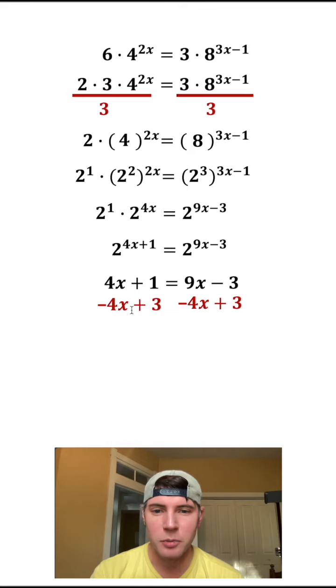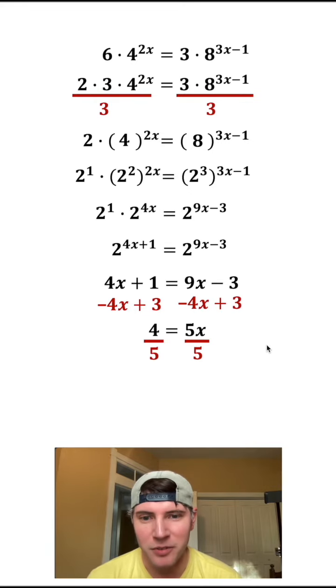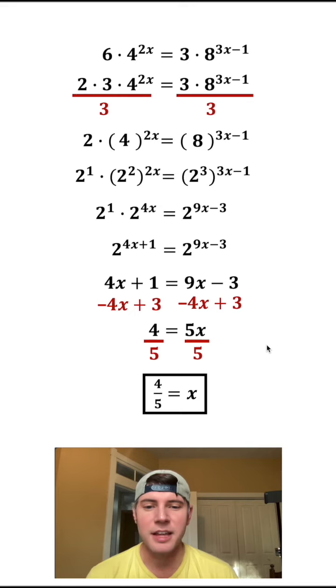4x minus 4x goes away, 1 plus 3 is 4. And then 9x minus 4x is 5x, and negative 3 plus 3 goes away. I want the x by itself, so I'm going to divide both sides by 5. And I get x is equal to 4/5, and that is the answer to the question.